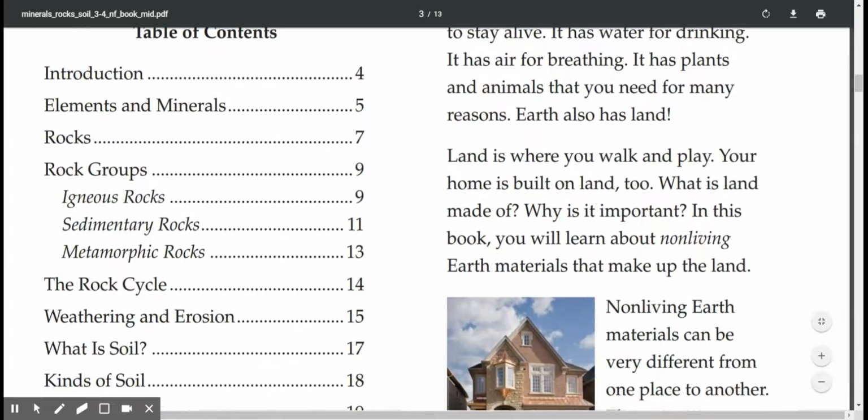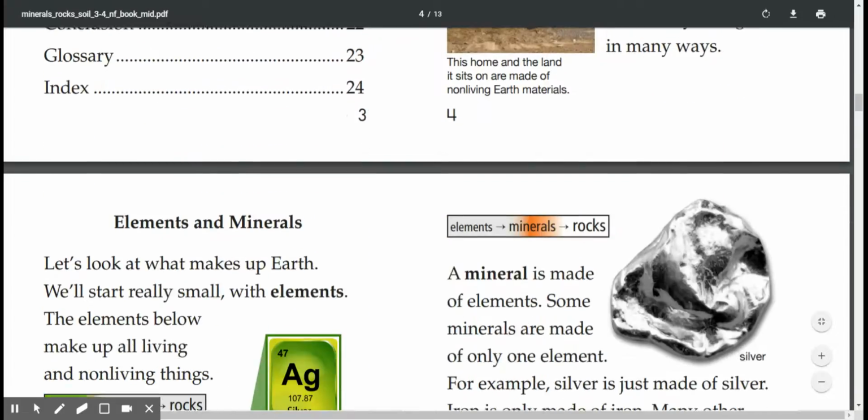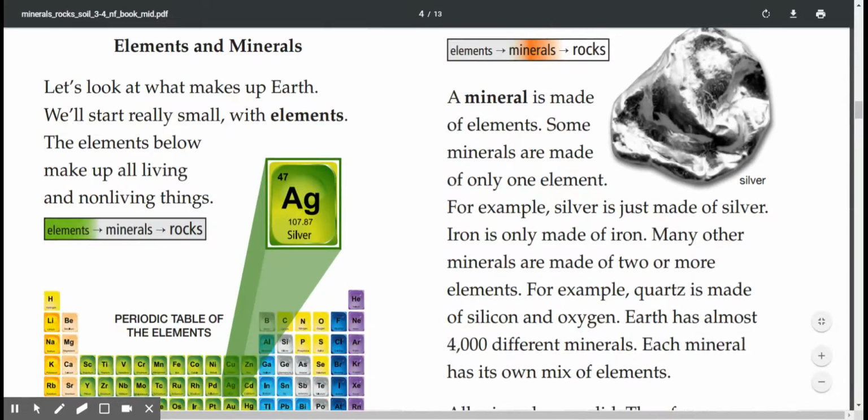We're going to zoom down. We're going to skip the introduction for now. Go straight to the meat of the content.